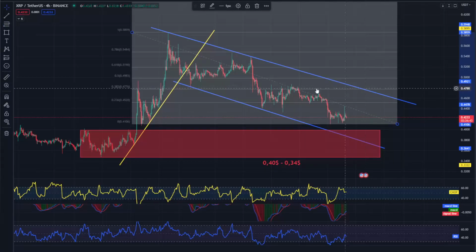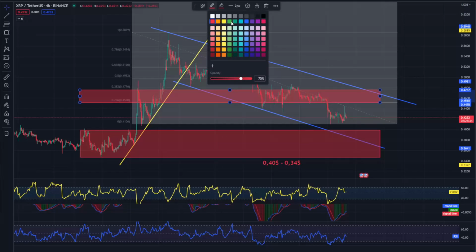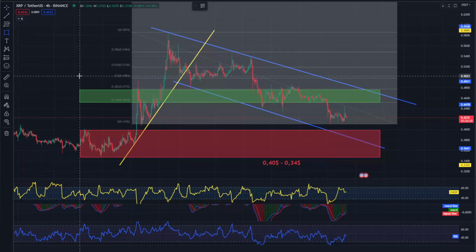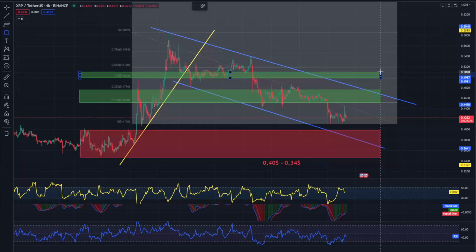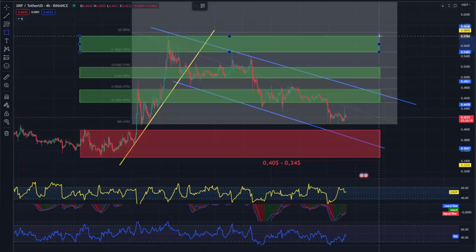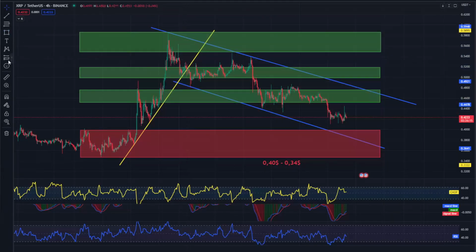Looking the other way, we can similarly determine the places of resistance that the price has to face. And here we see that first the price needs to break through the 45 cents to 47 cents zone. Then we have the second zone from 49 cents to 52 cents. And then the third strong resistance zone from 55 cents to 58 cents. Only when it manages to beat it, the price will go further up.